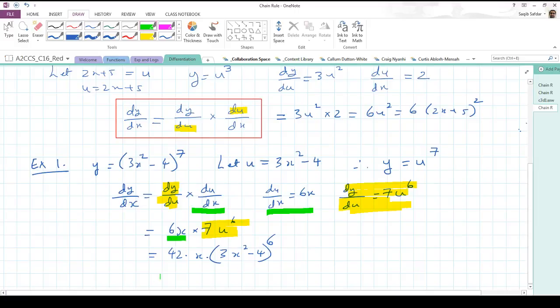Any other questions? What does the answer say? 42. 42 times x times 3x squared take away 4 to the power 6. And you leave in that form. That's it, yeah. Unless they say expand it out, but that's the simplified form. But I don't think someone's going to ask you to expand it out, unless it's some sort of binomial expansion question. Capiche?